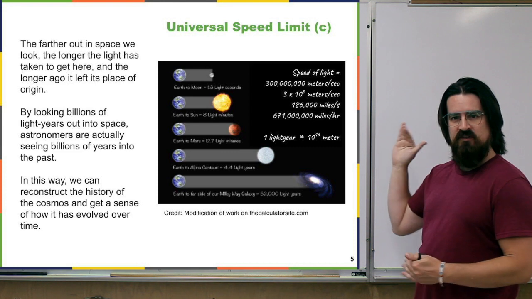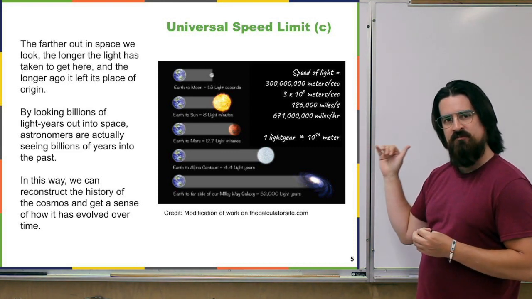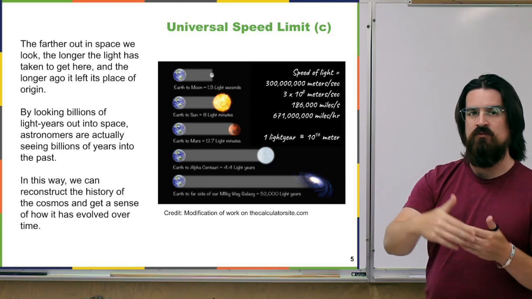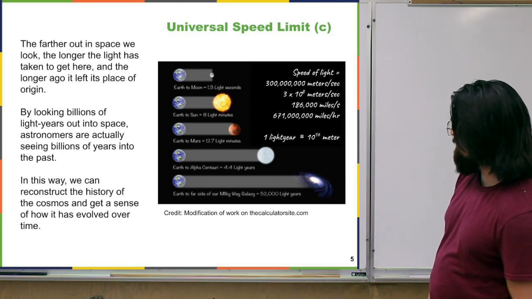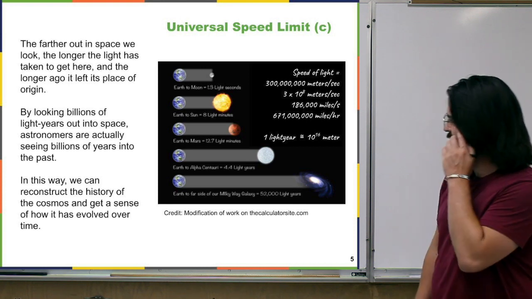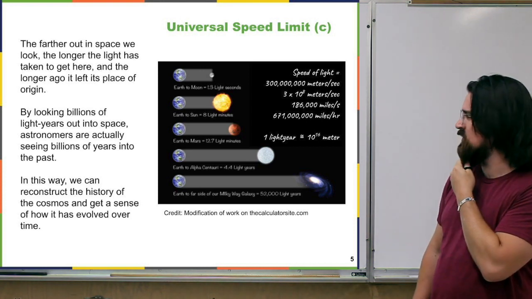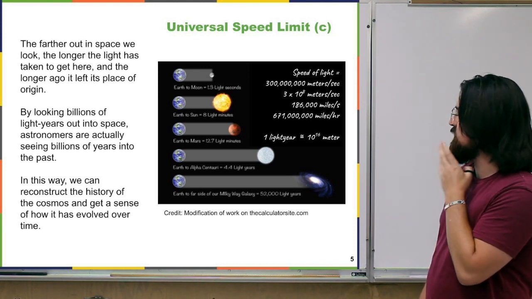And that gets us to a common and useful unit that comes up a lot in astronomy, which is the light year, which is how far light travels in 1 year. It turns out that that is about 10 to the 16th meters. Or what is that? 10 quadrillion meters in a year.